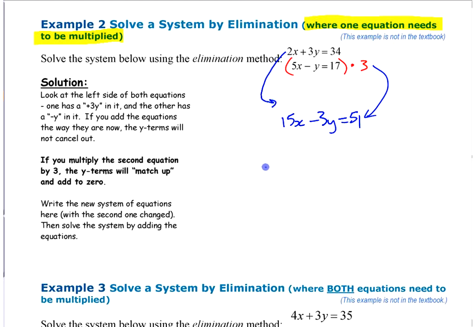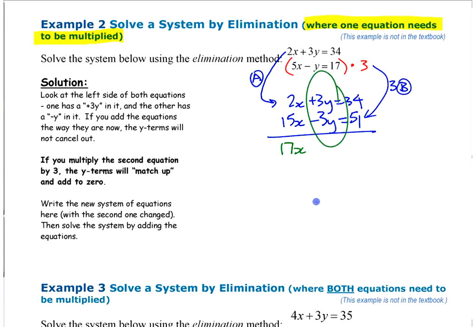The first equation I'm just going to leave alone. I'm just going to put it here: 2x plus 3y equals 34. We'll call that equation A, and this one 3 times equation B. Why does that work now? If I add them now, what's going to happen? I have 17x. But what happens to this? This is the key here. What happens to those two terms? Cancel out, you got nothing, and you have 85.